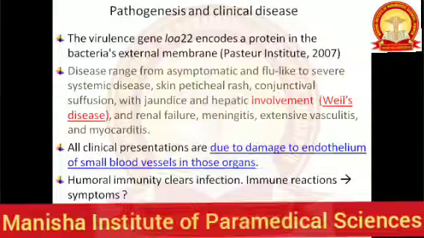Now look at the pathogenesis and clinical diseases. The virulence they possess is dangerous, and they cause severe infections. At first the infection is flu-like or a severe systemic disease. They can produce skin rashes, conjunctival suffusion, and also jaundice. So this kind of dangerous symptom can be caused by leptospira.